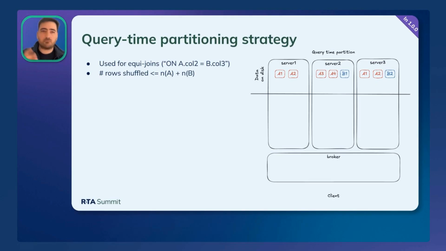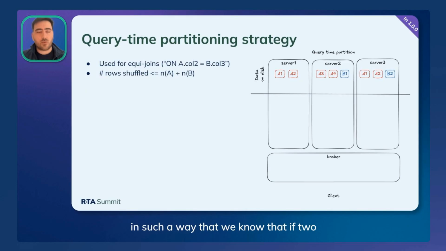The idea here is that we have a select blah, blah, blah, join another table on a.col2 equals b.col3. Okay. In this case, again, think about the same scenario we had before, these 3 servers with these tables. The thing we do is create some virtual partitions. These partitions are virtual entities, not something that actually exists in the segments. Given that they are being joined by equality, we assign these partitions in such a way that we know that if 2 rows from A and B can be joined, they are going to be in the same partition.